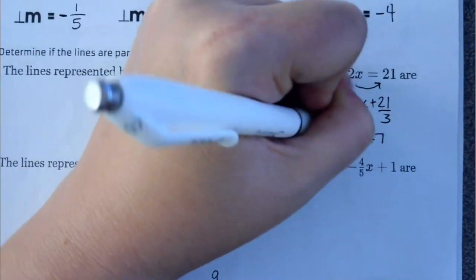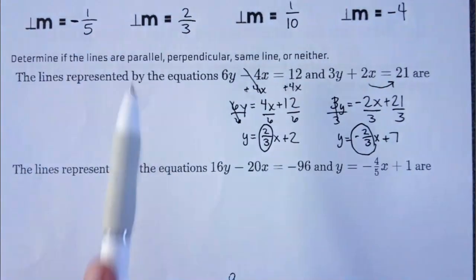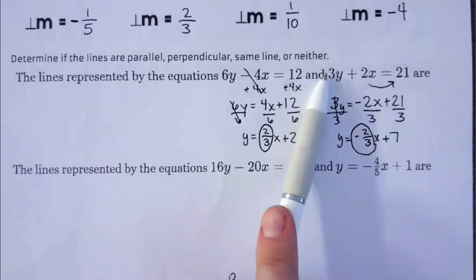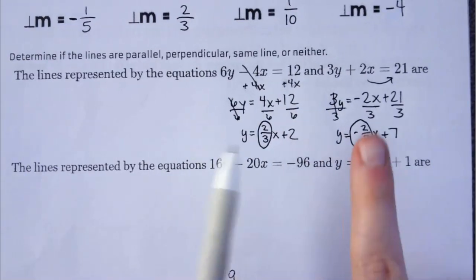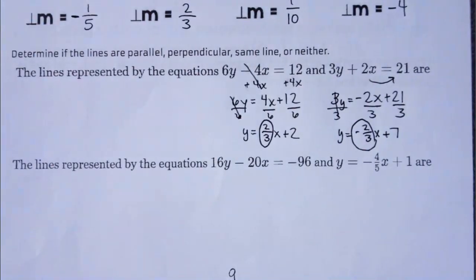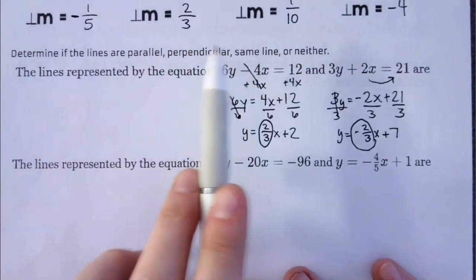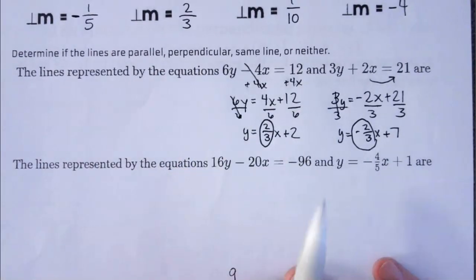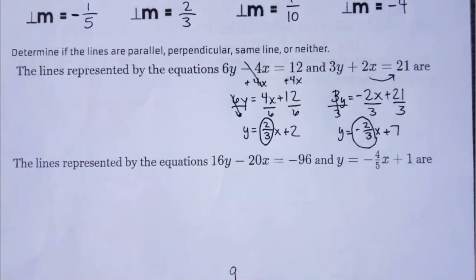All right, now you've got two slopes and we're going to compare them. We're going to determine parallel, perpendicular, same line, or neither by looking at the slopes. Could they be either parallel or perpendicular first? Parallel would mean the slopes have to be the exact same. Is a positive 2/3 and a negative 2/3 the exact same thing? No, they're not the same, so we cannot say parallel. For perpendicular, they have different signs, but have they been flipped? No, they haven't. So you're looking for both of those things.